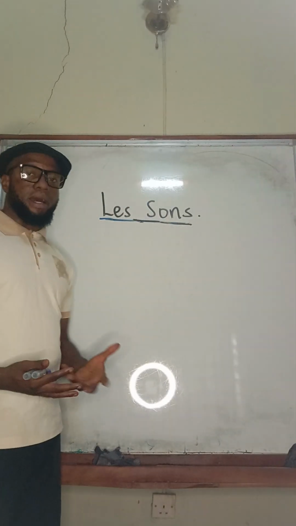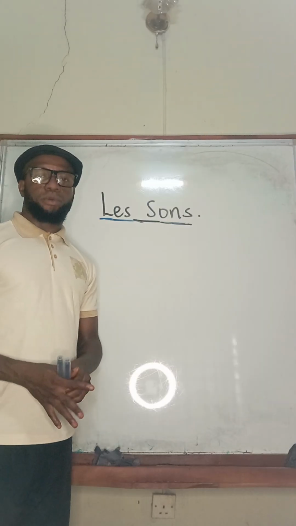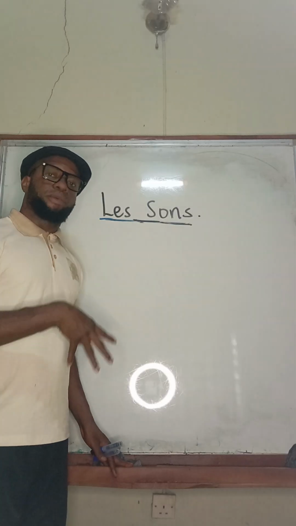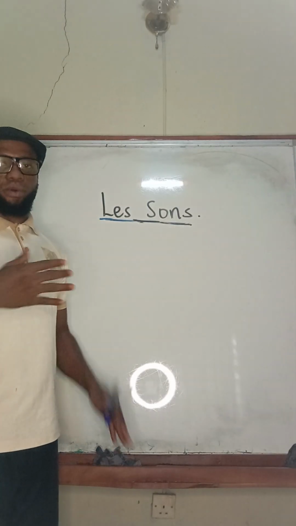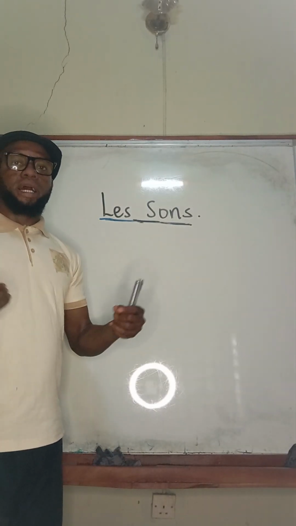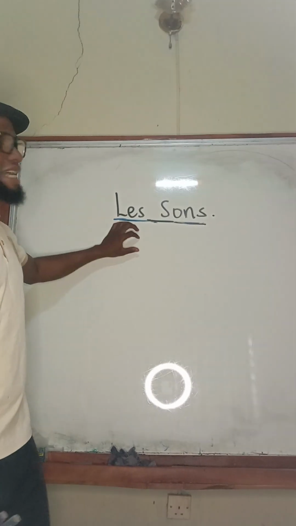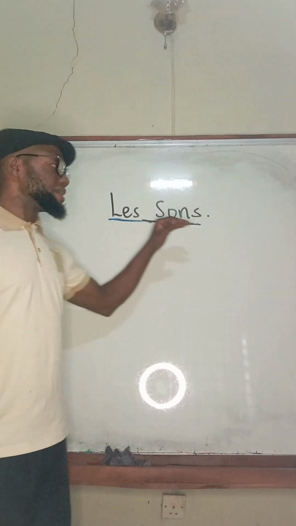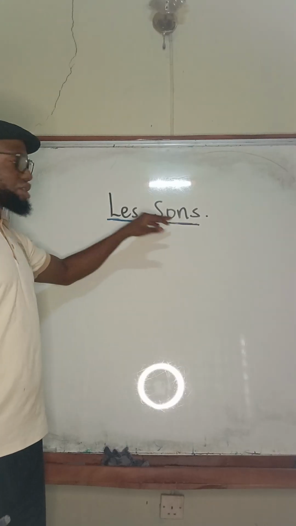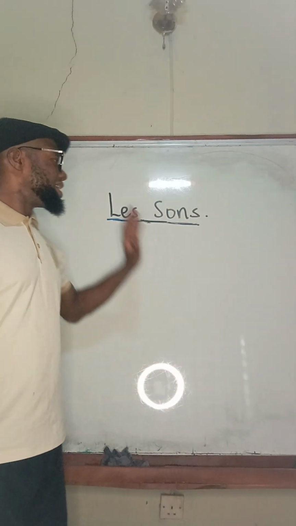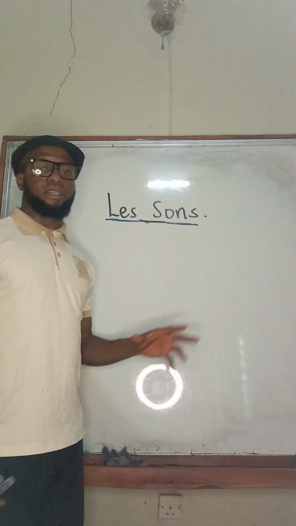I told you that the French alphabet is the same as we have in the English language, but we have a little different pronunciation. But in this aspect, les sons. Can you repeat after me? Les sons. Les sons. This lesson simply means the sound in French language.